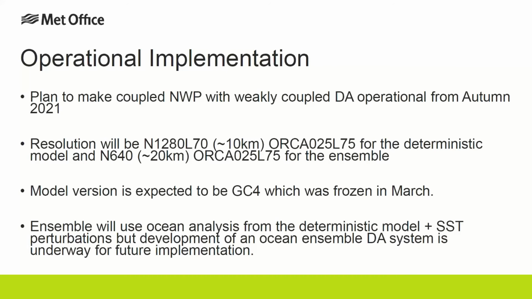So the plan is to make coupled NWP with weakly coupled data assimilation operational from autumn 2021. The resolution will be N1280 L70, that's 10 kilometers resolution in the atmosphere, and a quarter degree in the ocean. So it's the same as I showed you from the results earlier for the deterministic model. We will also run an ensemble of coupled NWP models. For these, the atmospheric resolution will be reduced, so 20 kilometers atmospheric resolution. The ocean resolution will still be the same, a quarter degree.